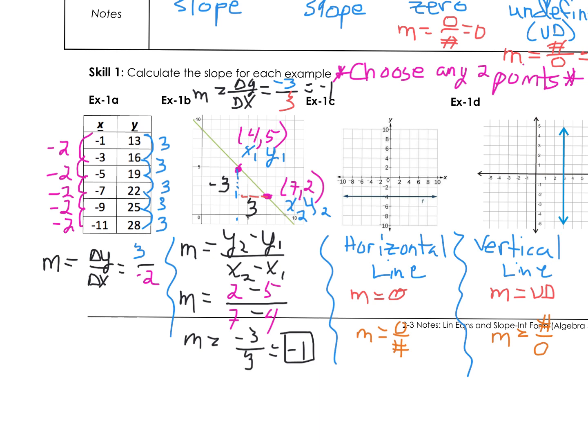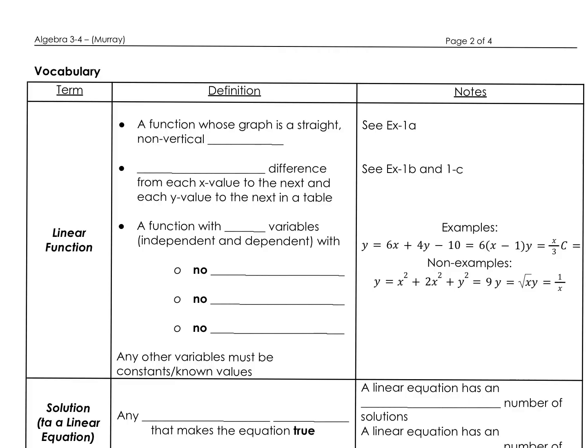All right, so let's look at page 2. So in page 2, we're going to actually look at the definition of a linear function. Linear meaning line, function meaning it passes the vertical line test, no x values repeat. So for something to be a linear function, it will be a function whose graph is a straight, non-vertical line. Oops, hang on. Let me get my pretty colors back. Okay, so it's a straight, non-vertical line. Then the next blank refers to the common difference.